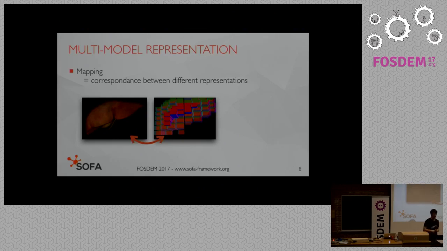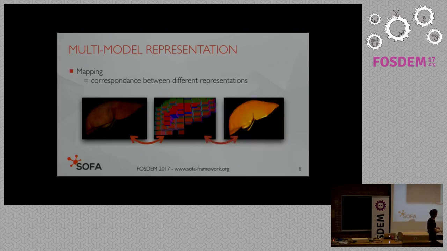Okay, so the idea is that I will summarize all those different things here. Here you see a little bit. That's a human liver. The power of this multi-model representation is that you can have different topologies representing the same organ. One will be here, small cubes, on which the mechanics is going to be computed. So the mechanical simulation will be computed on hexahedra.